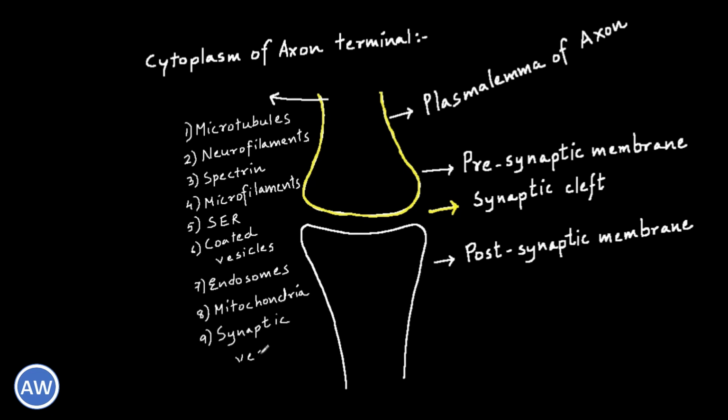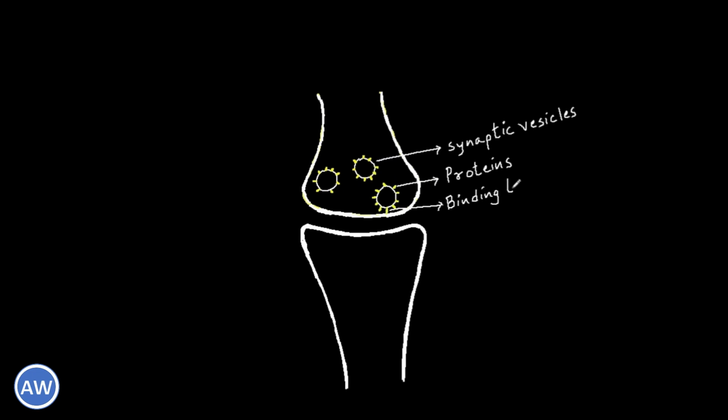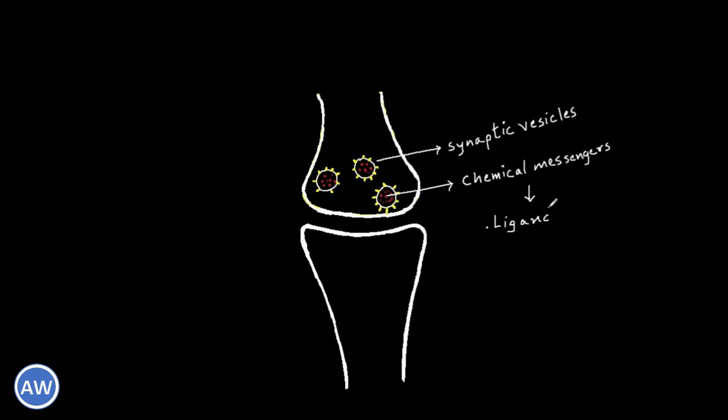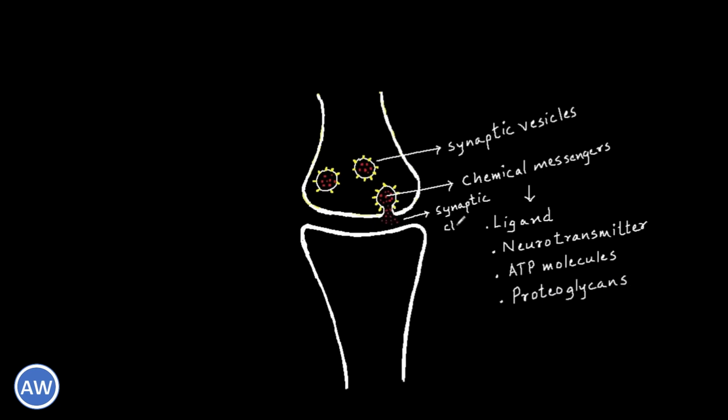and numerous synaptic vesicles. Synaptic vesicles are membrane-bound vesicles, the membranes of which contain numerous unique proteins that assist in binding the vesicles to specific sites within the axon terminal. The synaptic vesicles may contain chemical messengers which can be a ligand or a neurotransmitter molecule. They may contain ATP molecules or some proteoglycans. All of these are destined to be released into the synaptic cleft.